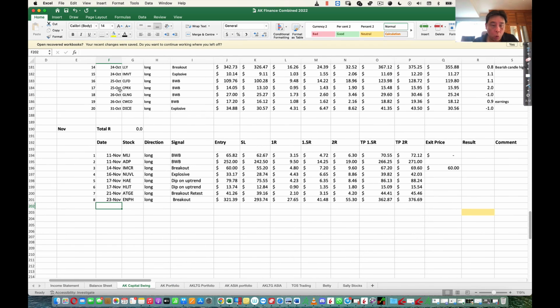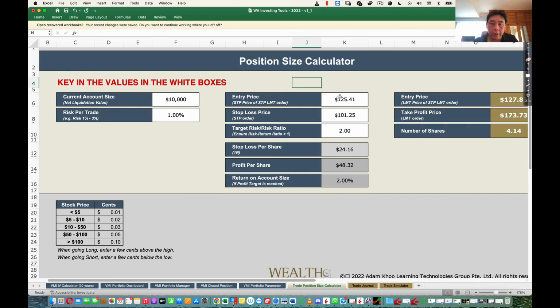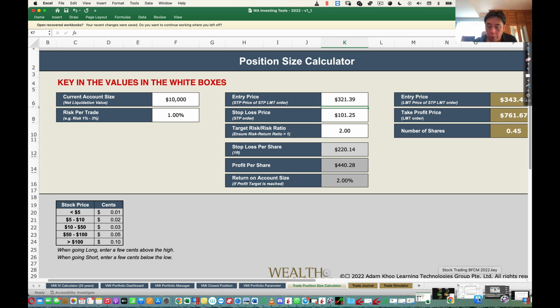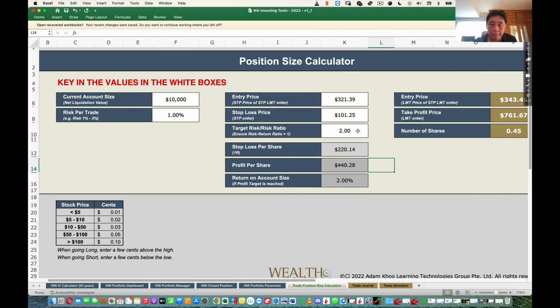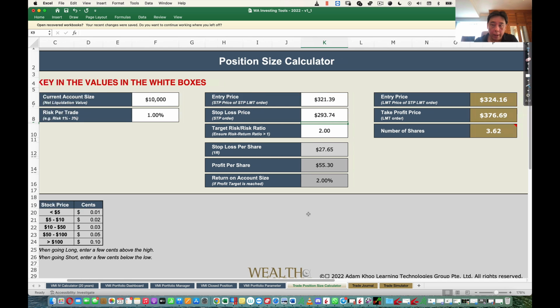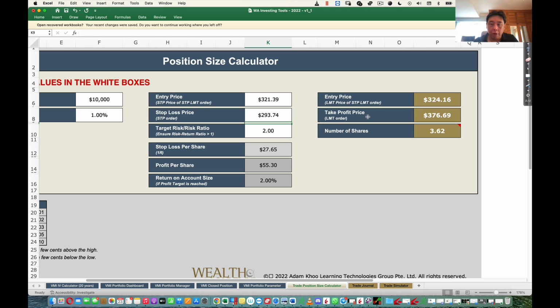Okay, entry price 321.39. So let's put that in. Entry price 321.39. Okay, what's our stop loss price? 293.74. There we go. Okay, so put in the entry price, the stop loss price. It'll give you the risk to reward ratio, and you can see you will take profit at 376.69, which is what we checked just now, right? Okay, so the number of shares to buy would be 3.62 shares.